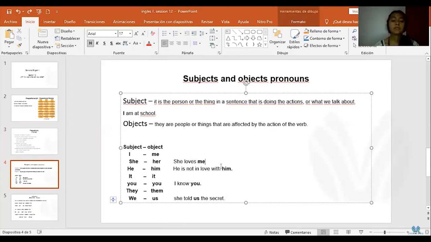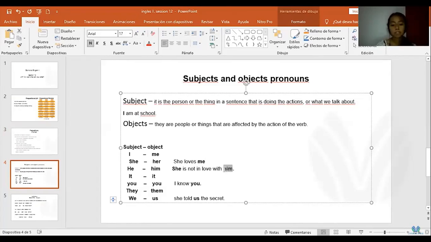And here we have some examples. She loves me. So we can't write "she loves I." No, it's "she loves me." He is in love with him. She is in love with him. She's in love with him.